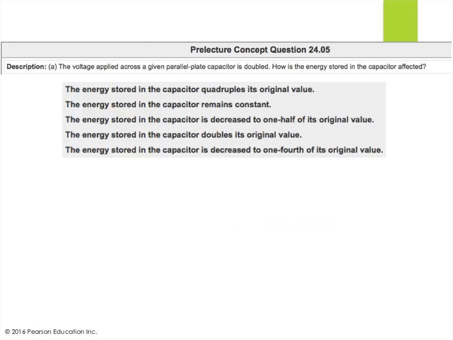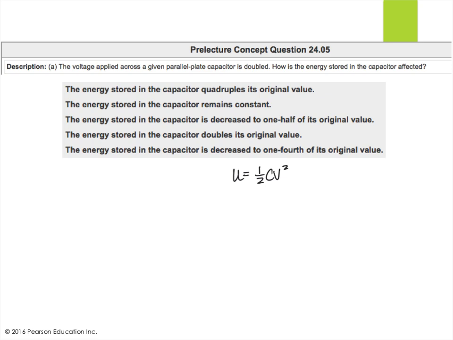All right. Now we're going to do some work with energy. Remember, there's a couple different relationships I can use for energy. I like 1/2 CV squared as one of the expressions, and I'm just going to see if I can use this. We're told that the voltage across a given parallel plate capacitor is doubled. How is the energy stored in the capacitor affected?